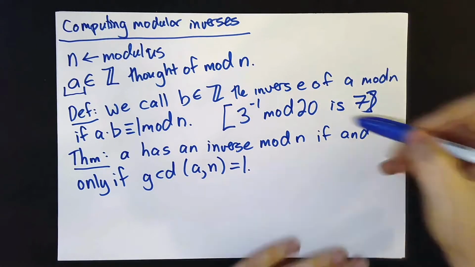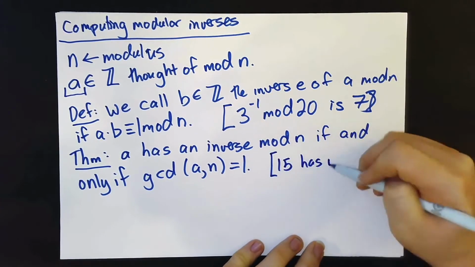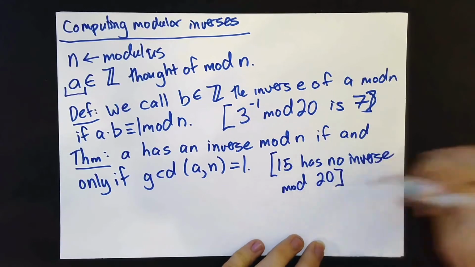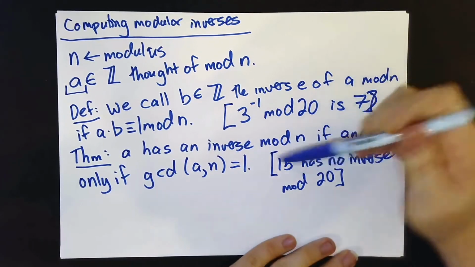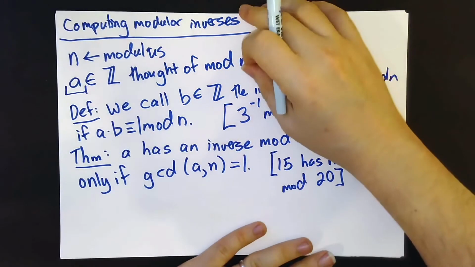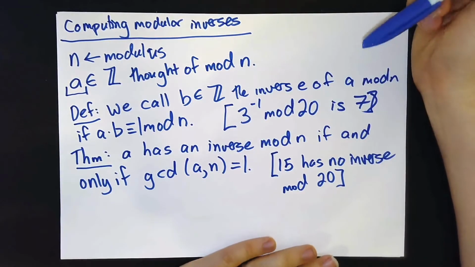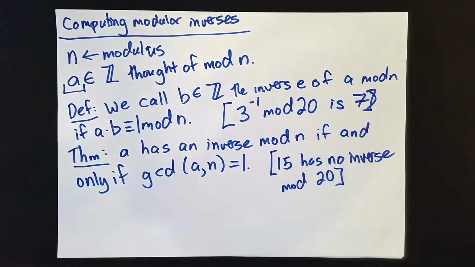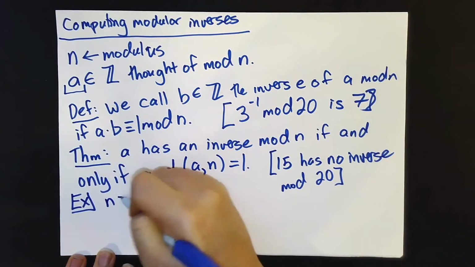So I was thinking mod 20 just a second ago for this example. 3 had an inverse mod 20, but something like 15 won't have an inverse mod 20 at all. That's because the GCD of 15 and 20 is 5, and 5 is not the same as 1. So in today's video, my goal is to go over how to use the extended Euclidean algorithm to calculate inverses when they exist. But before I do that, I want to do a slightly longer example of doing this by hand just to make sure we're comfortable with it.